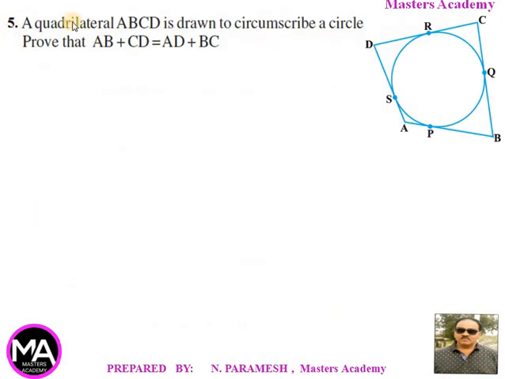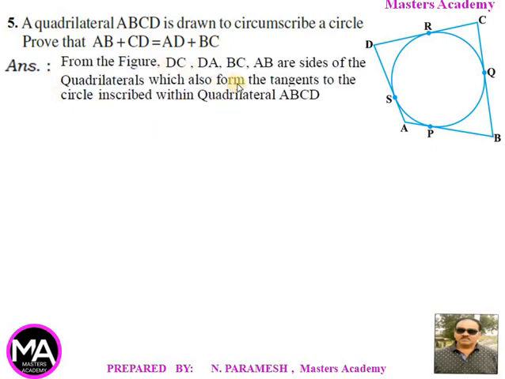Fifth question, a quadrilateral ABCD is drawn to circumscribe a circle. Prove that AB plus CD is equal to AD plus BC. Answer. From the figure, DC, DA, BC and AB are the sides of the quadrilateral which also form tangents to a circle circumscribing with the quadrilateral ABCD.